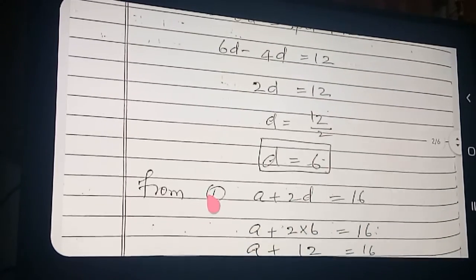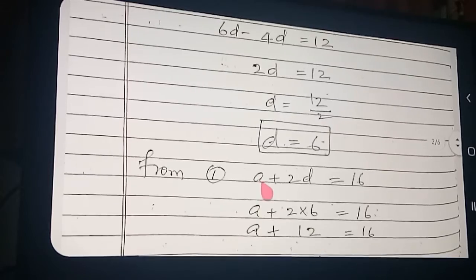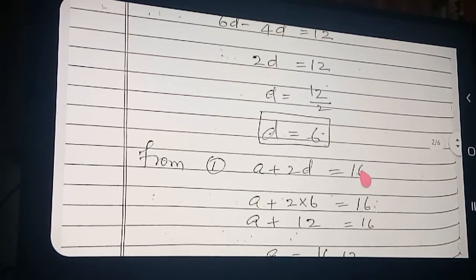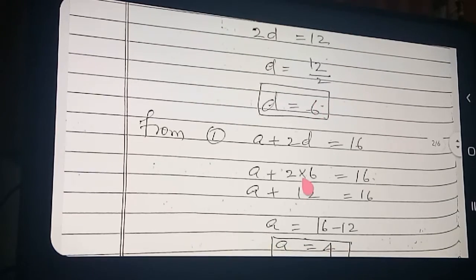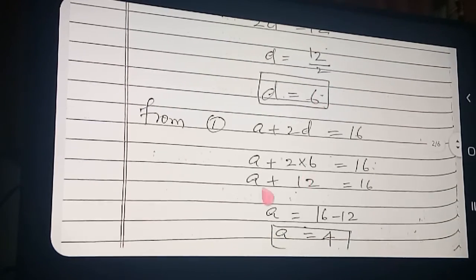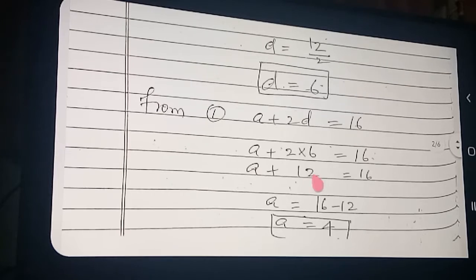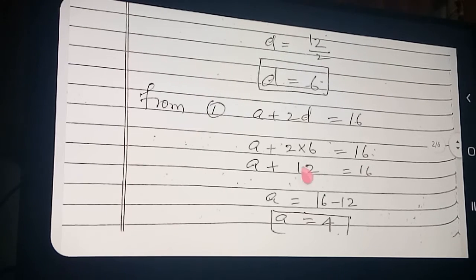So from equation number 1, what is equation number 1? You got A plus 2D is equal to 16. So in the place of D you apply the value 6. So you got A plus 12 is equal to 16. So what's the value of A? 16 minus 12. So you got A is equal to 4. Okay, this much you copy. So how we found out A and D? Copy that much. Then I will explain the remaining steps.